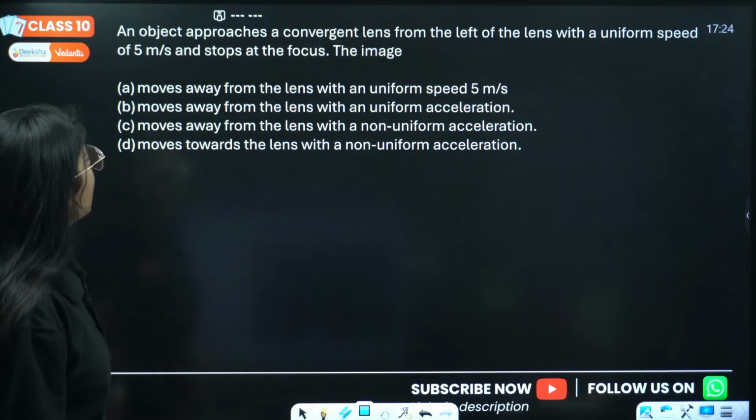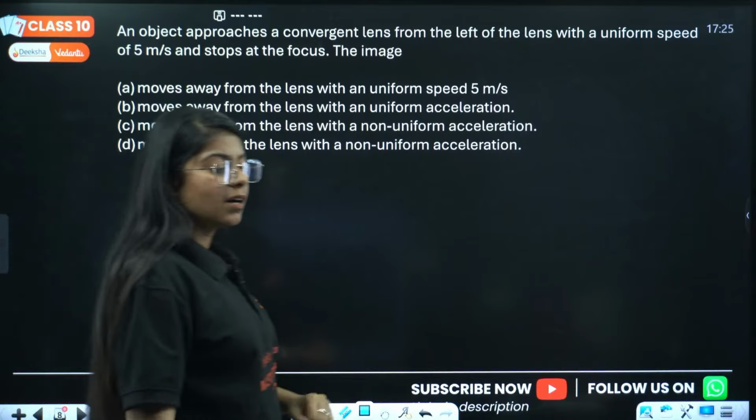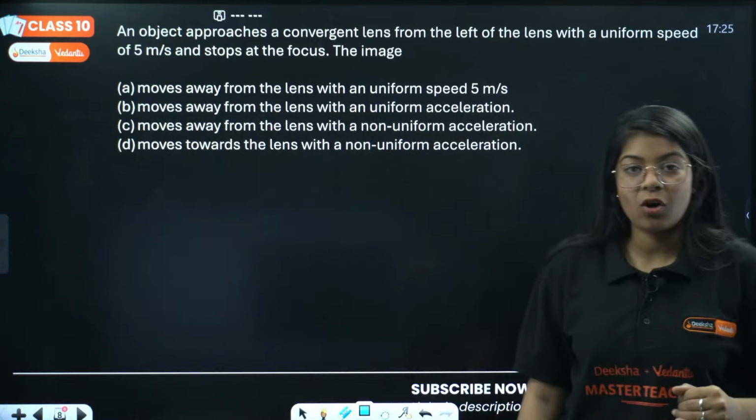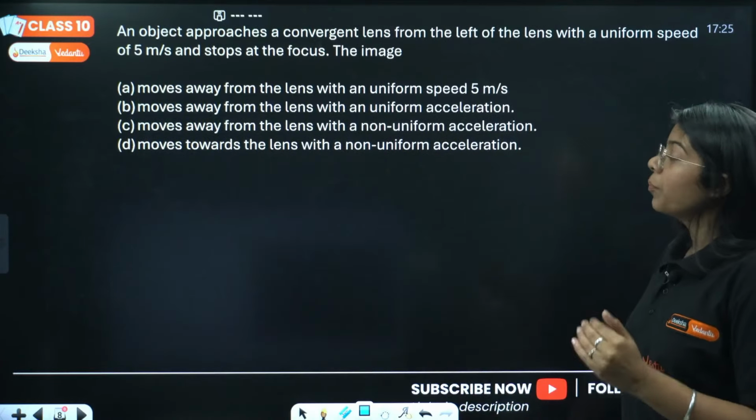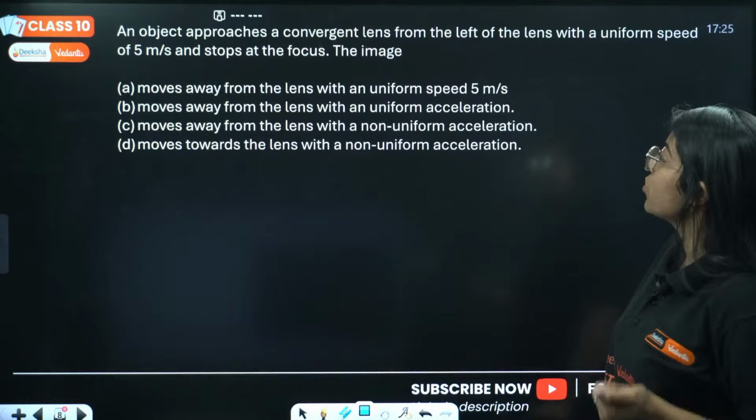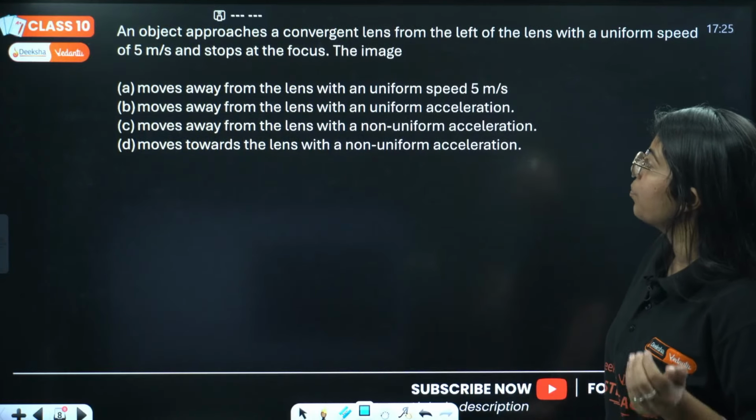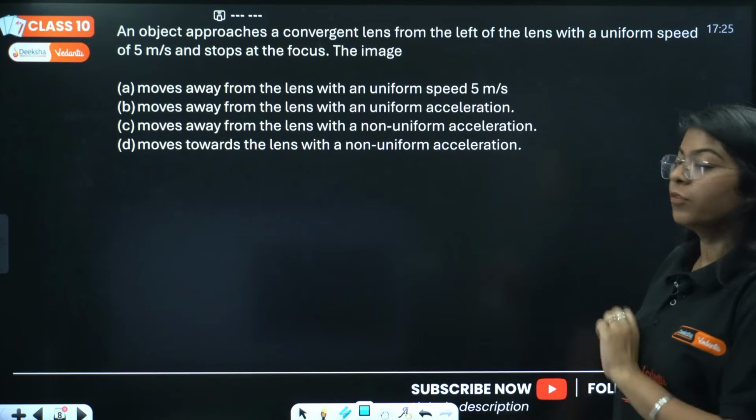We have an object approaches a convergent lens. An object approaches a convergent lens from the left of the lens with a uniform speed of 5 meter per second and stops at the focus.